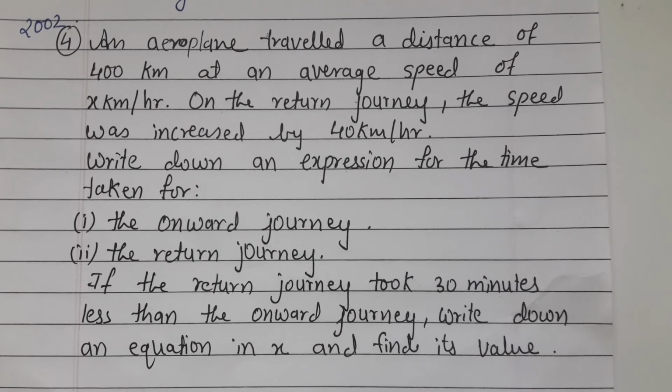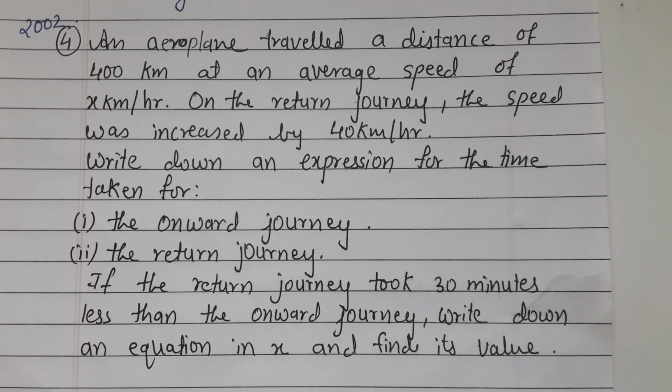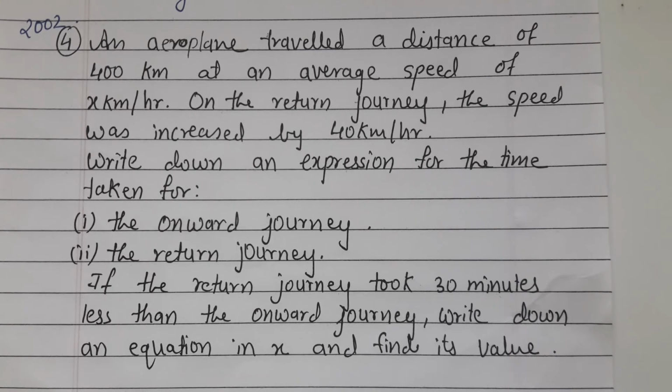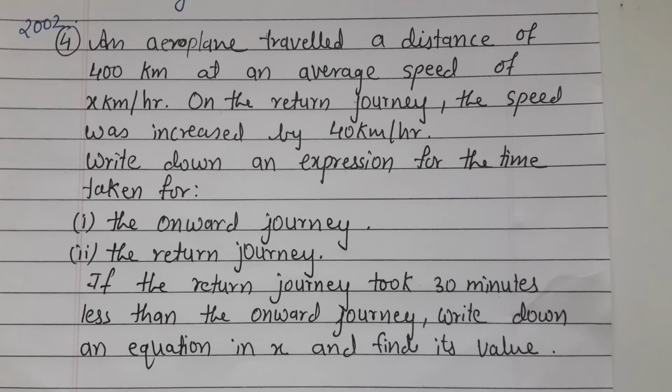Sum number 4. An aeroplane travelled a distance of 400 km at an average speed of x km per hour. On return journey, the speed was increased by 40 km per hour. Write down the expression for the time taken for first, the onward journey, second, the return journey. If the return journey took 30 minutes less than the onward journey, write down an equation in x and find its value.